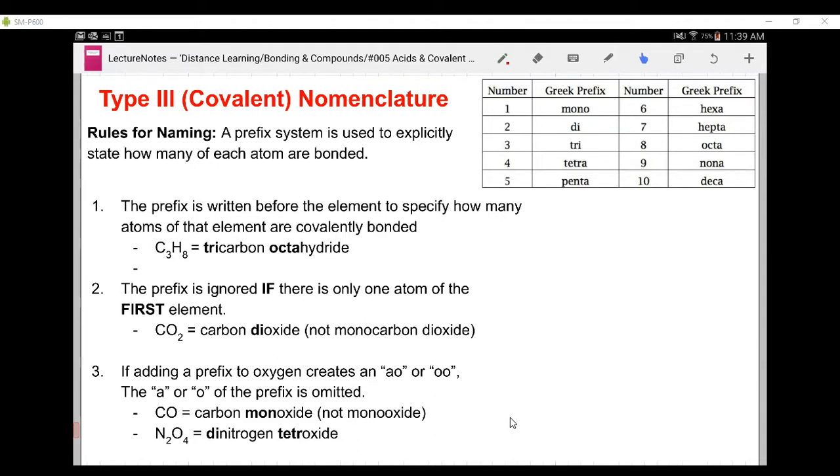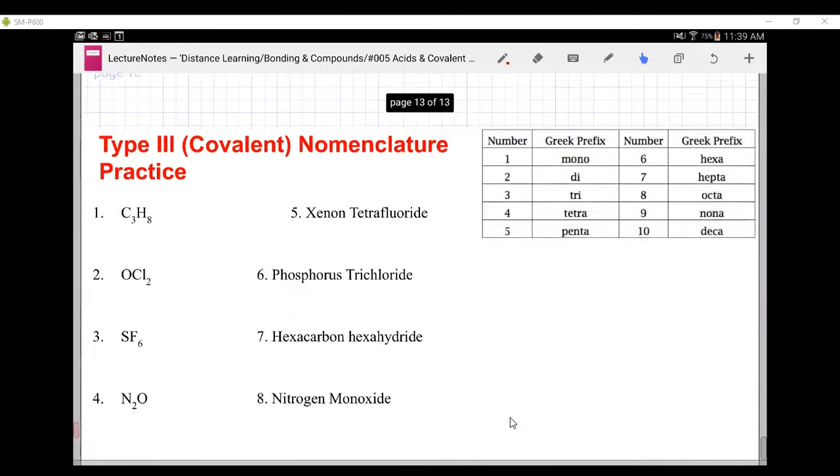And then the last one is just more of a grammatical case. It is if our prefix gives us a situation where we have A and O together, or O and O. That's not something that's very common in the English language in terms of a prefix to the stem. So in terms of carbon monoxide, we don't say carbon monooxide. We get rid of the double O. In nitrogen tetraoxide, we say nitrogen tetroxide. That's all there is to the rules.